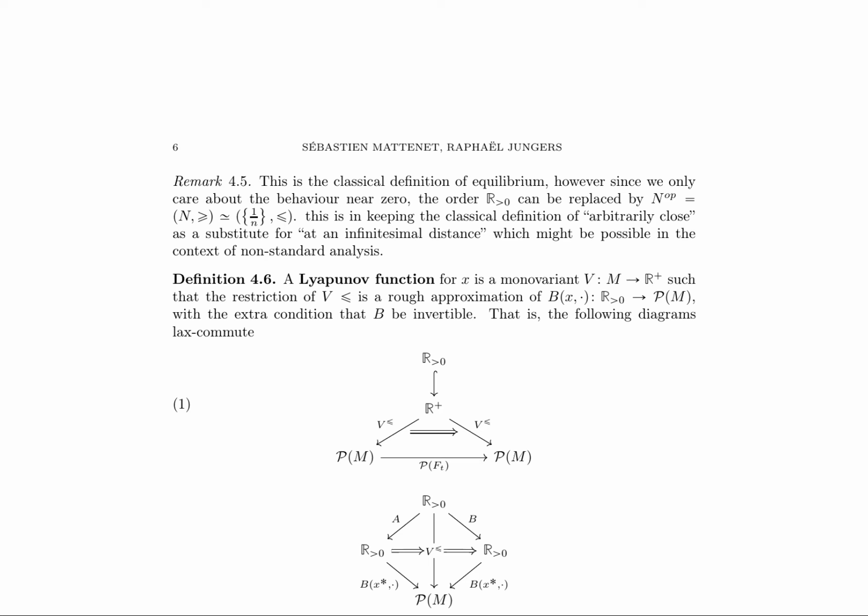In this section, the authors delve into the concept of a Lyapunov equilibrium and its relationship with the classical definition of equilibrium. A Lyapunov function is defined as a monovariant V: M → R that is a rough approximation of d(x, ·), where b is invertible.